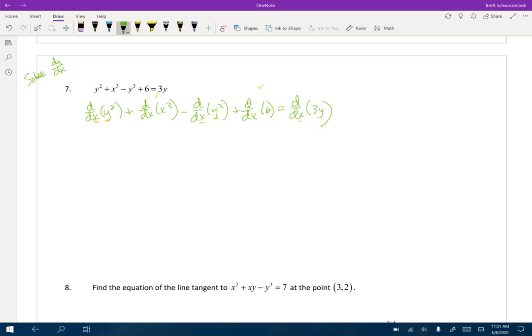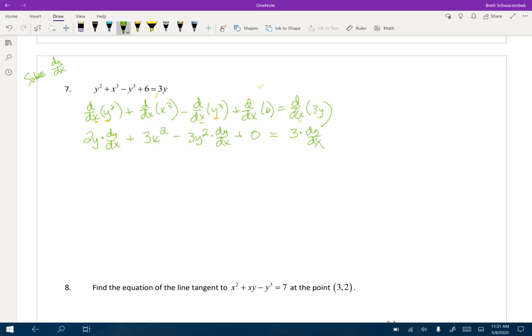So for the first one, derivative with respect to x of y squared. We find the derivative as if it was x, but then we always have to multiply by dy dx. Next, the derivative with respect to x of x cubed is just 3x squared. Super easy. Next, take the derivative with respect to x of y cubed. Again, we treat it as if it was x first, but with y, and then multiply by dy dx. Next, the derivative of a constant is 0. Last one, treat it the same way. What's the derivative of 3x? It's 3. So the derivative of 3y is 3, but we have to remember to multiply by dy dx.